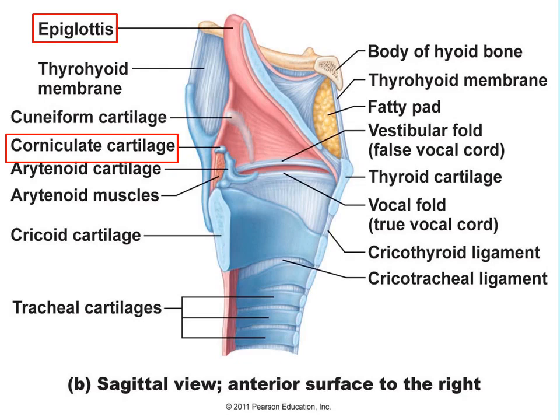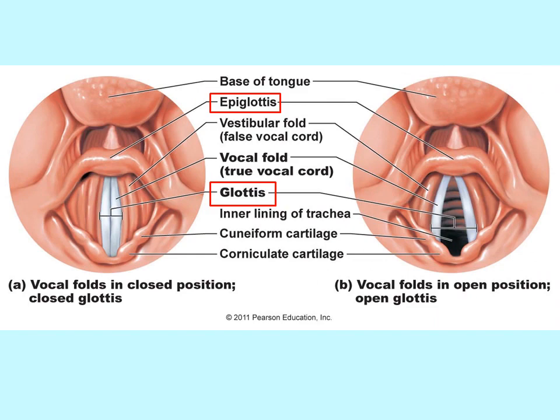And this is a sagittal view of the same area. This is showing the epiglottis and then the glottis. The epiglottis is a flap that will fold down to prevent whatever you've ingested, be it food or liquid, from going down the trachea and thereby making it into the lungs. Instead, it's going to push it back into the esophagus.